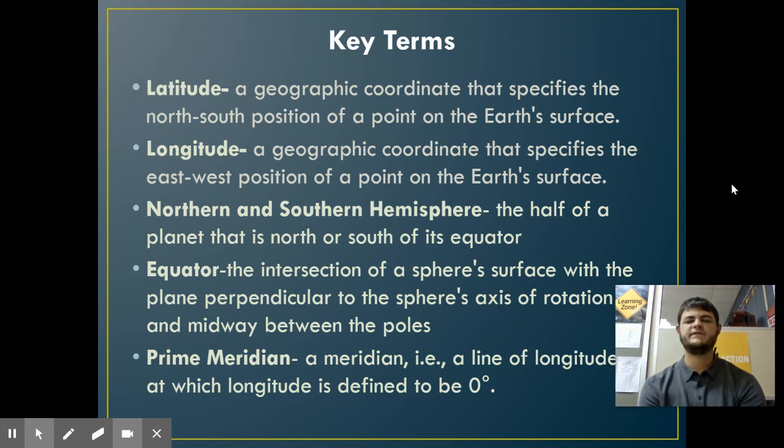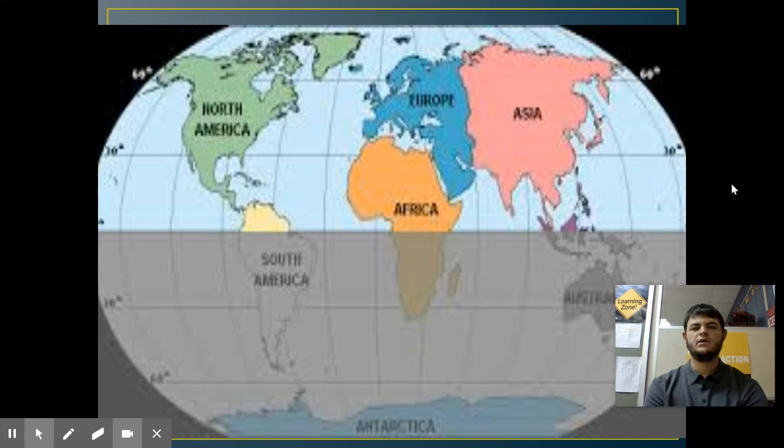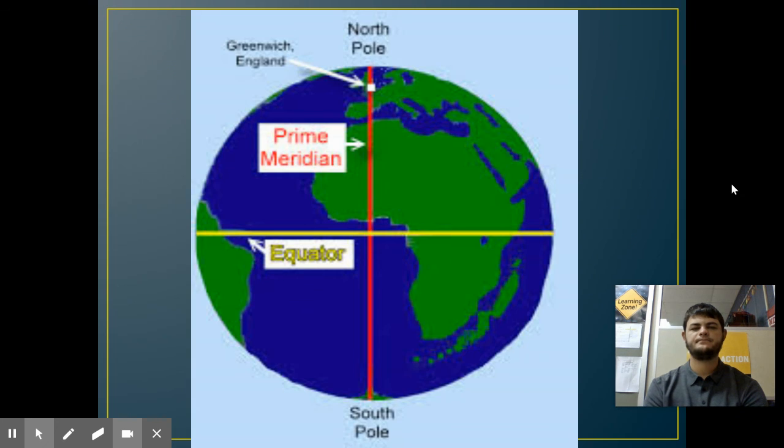Equator is the intersection of a sphere's surface with the plane perpendicular to the sphere's axis of rotation and midway between the poles. And then the prime meridian. The meridian is just a line of longitude at which longitude is defined to be 0 degrees. Okay, there you can just see your lines. Okay, just on that map. Okay, once again you can see the prime meridian. You can see the equator.